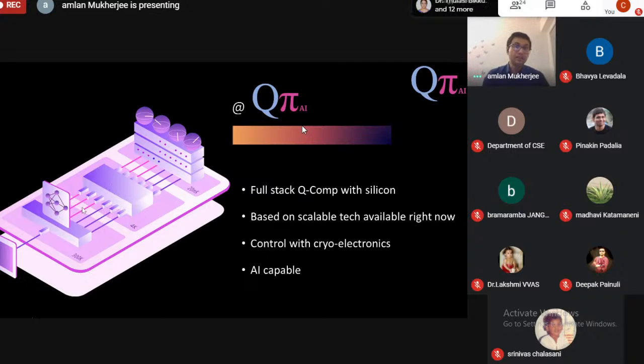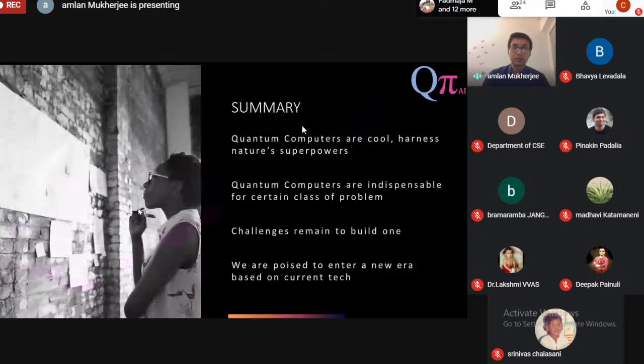Also, we add AI. So you see quantum control, and then you have AI. So we also have AI at room temperature controlling this quantum computation. So it's a hybrid classical quantum approach that we are taking at QPI. Pinakin will tell you more about this.